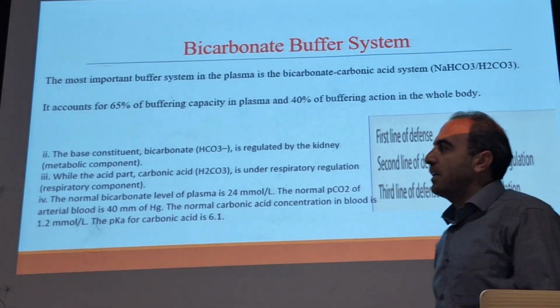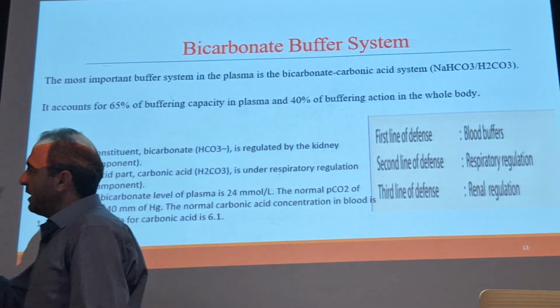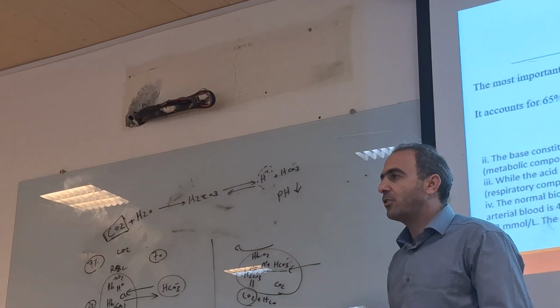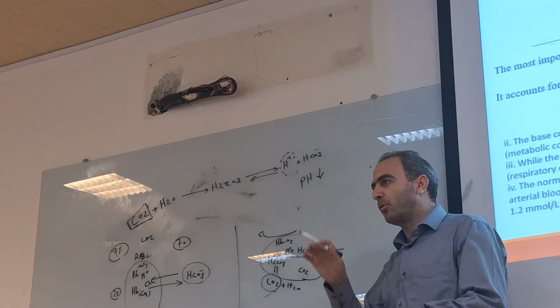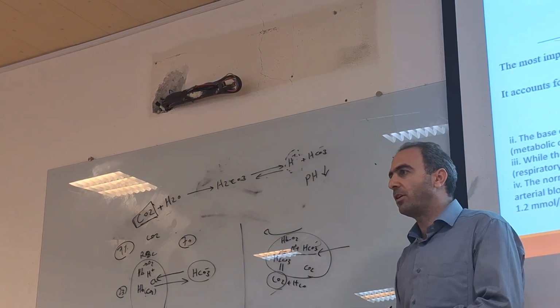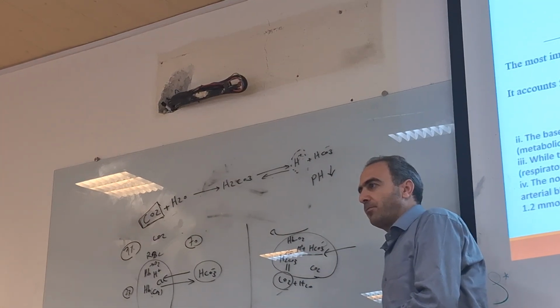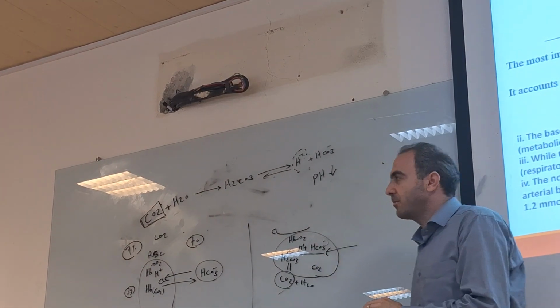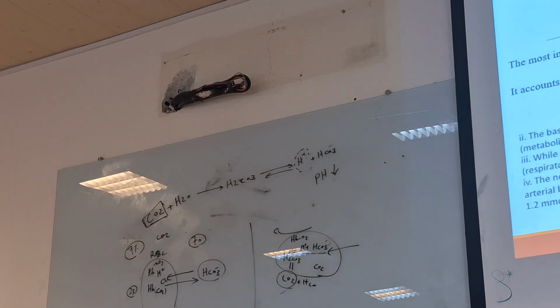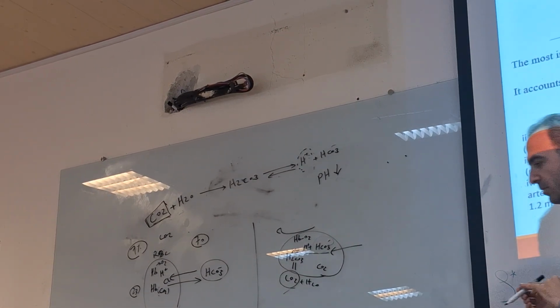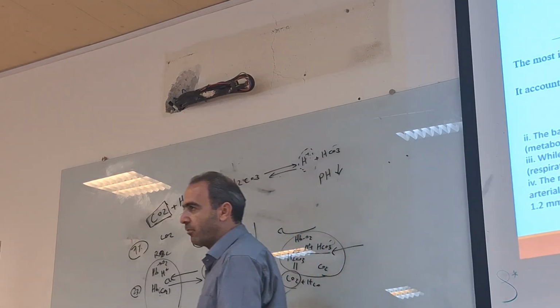Because it's an open system, the bicarbonate by the kidney, and the CO2 and H plus by the lung, can be regulated. It's so important in our body. It's an open system, and the pK is not so good. We have three factors for a good buffer.